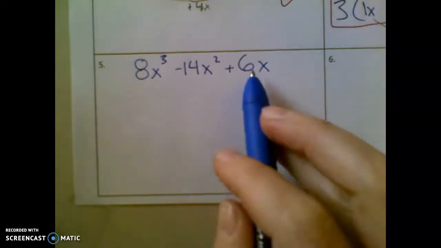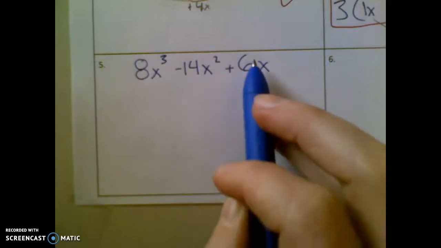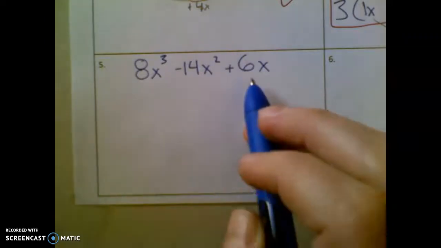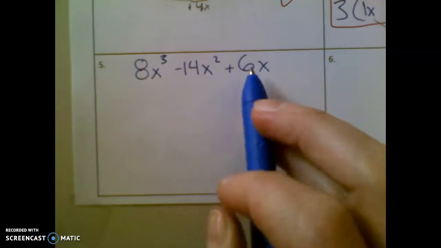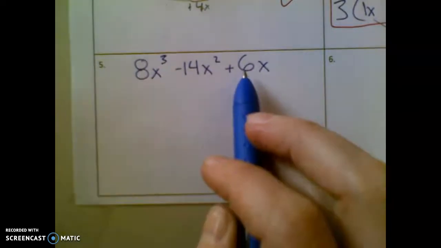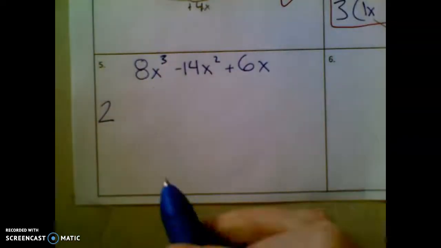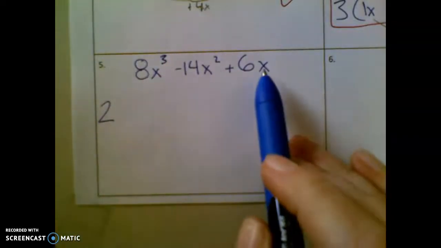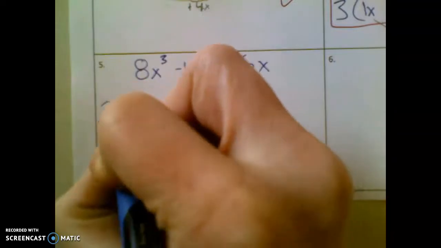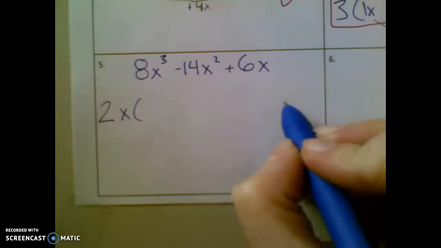So looking at my numbers, my smallest number is 6. Does 6 go into 14 or 8? No. The factors of 6 are 2 and 3. 3 doesn't go into either of those, but 2 does. So 2 is going to be my GCF. Then check your variables. X cubed, x squared, x, they all have 1x. I'm going to go ahead and take an x out and do 1 long parentheses.